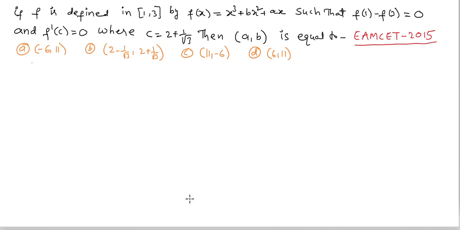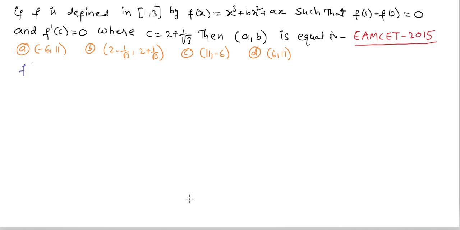If f is defined in the closed interval [1, 3] by f of x is equal to x cube plus b x square plus a x, such that f of 1 minus f of 3 is equal to 0 and f dash c is equal to 0, where c is equal to 2 plus 1 by root 3, then a comma b is equal to what? This is an MSET 2015 question.